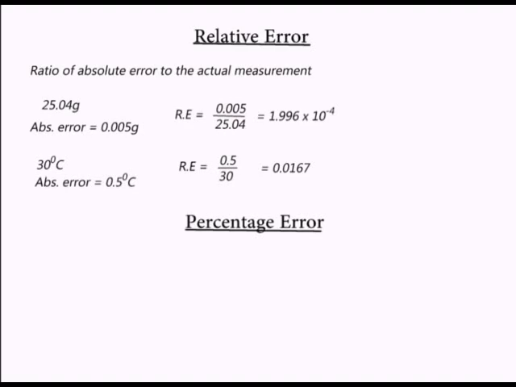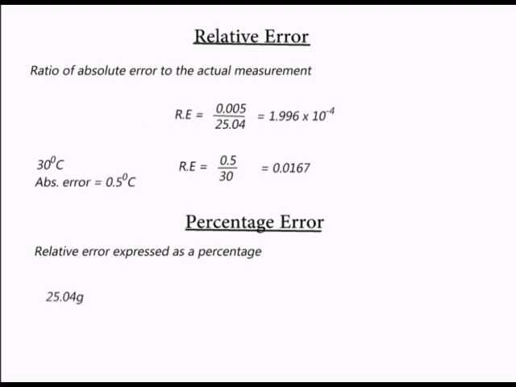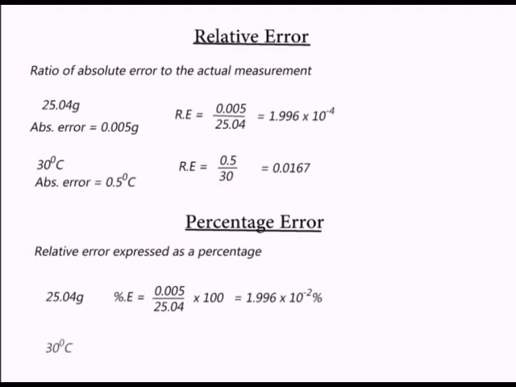Percentage error is the relative error expressed as a percentage, and so percentage error is equal to absolute error over the actual measurement times 100%. For the above, percentage error in 25.04 grams will be equal to 0.005 over 25.04 times 100, which gives us 1.996 times 10 to the power of negative 2. Percentage error in 30 degrees Celsius is 0.5 over 30 times 100, and that gives us 1.67%.